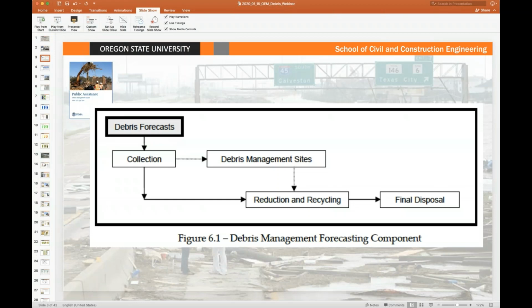It's arranged starting with debris forecast, which is the topic that I wanted to talk about today. And then it goes on to a lot of other important issues, like how you collect the debris, how you manage the debris sites, how you do reduction and recycling, and then finally the disposal. So there are lots of interesting components to this debris issue, and today I'm just going to talk about the first part, which is the debris forecasting.